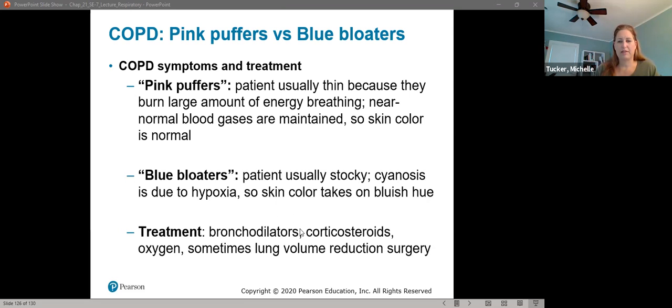Treatment: bronchodilators, corticosteroids. Oxygen has to be monitored because this can actually have negative side effects if too high and too much.